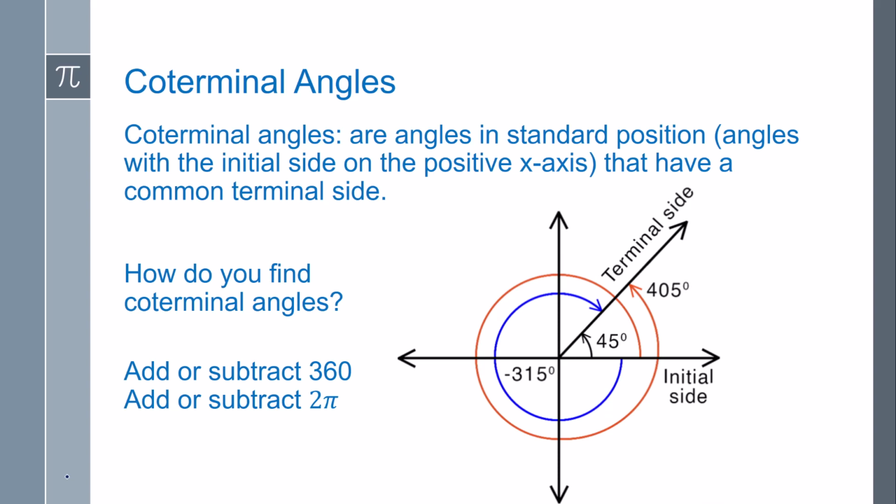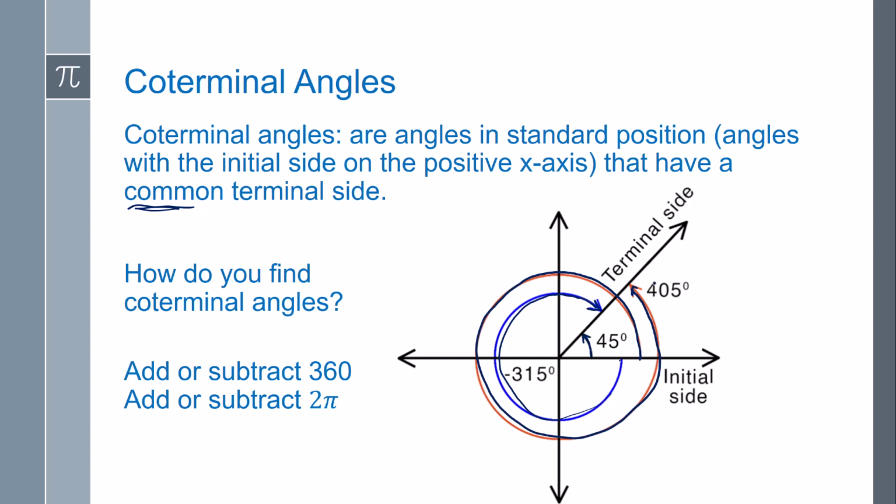They're basically angles in standard position with the initial side on the positive x-axis, right? That's our standard position, and that have the same common, there's the buzzword, common terminal side. So in this visual picture, I have a set of coterminal angles. So 45 degrees is the same as negative 315 degrees, and it's the same as a positive 405 degrees.